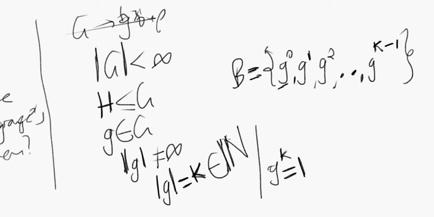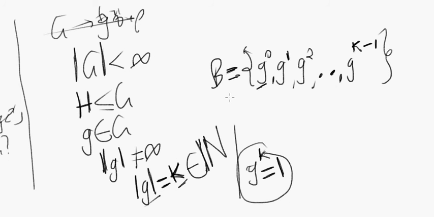Okay, our set of powers of g. Since we're saying that if G is finite, then every element has a finite order, which means there exists some k for which the order of g equals k, which is the same as saying that g to the k equals 1. So in particular, we could create this set B, which has elements g to the 0, g to the 1, g to the 2, all the way to g to the k minus 1. Well, question: is this B a group?